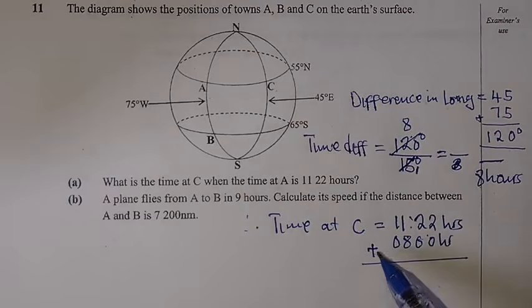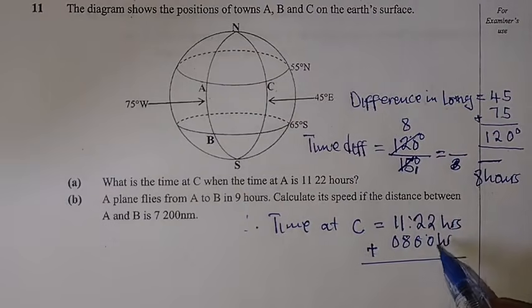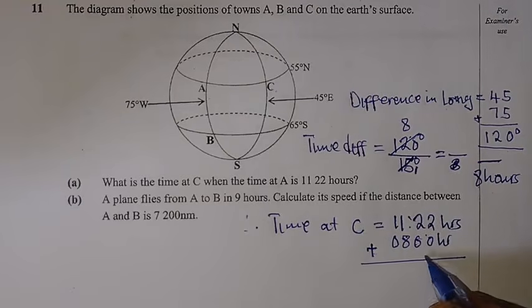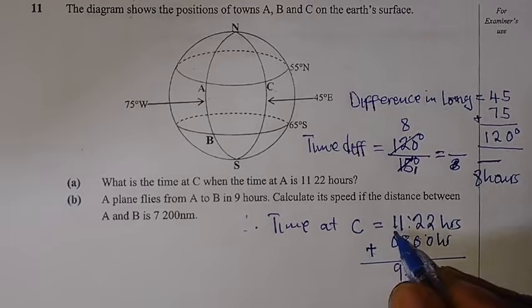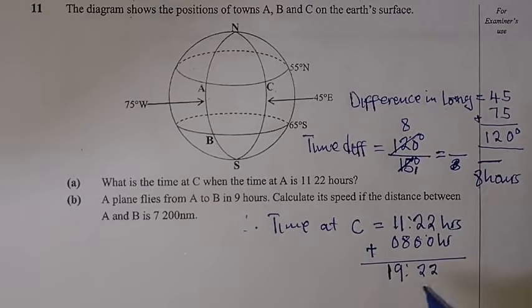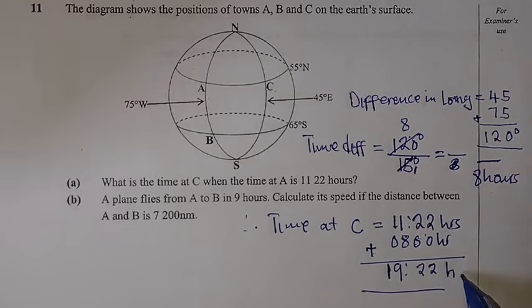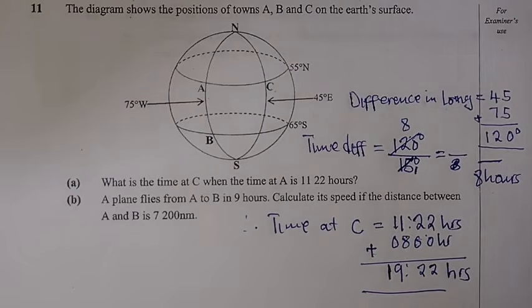So we are going to add 2 plus 0 to give us 2, 2 plus 0 to give us 2, 1 plus 8 to give us 9, 1 plus 0 to give us 1. So the time at point C is going to be 19:22 hours. Okay, that is our answer.